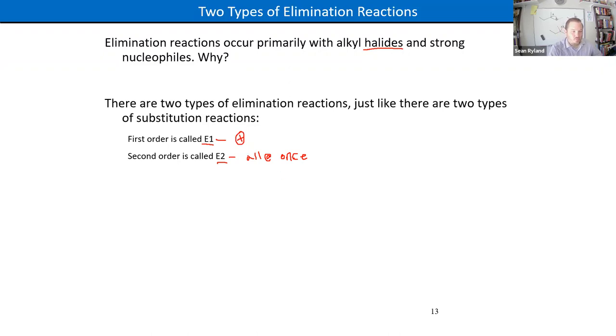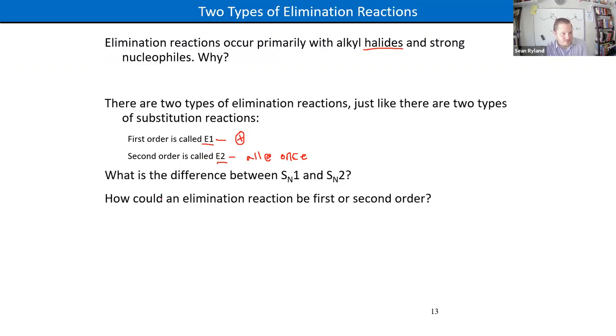Right? The only difference is, what is the target for the nucleophile? If the target for the nucleophile is a hydrogen, you get an elimination reaction. If the target for the nucleophile is the active carbon, you get substitution. So first order could make sense, because we could make a carbocation intermediate, and then if our nucleophile pulls off a hydrogen instead of hitting that positive charge, you could get an alkene. How could it really be second order? How could you have an elimination reaction happening all at once?